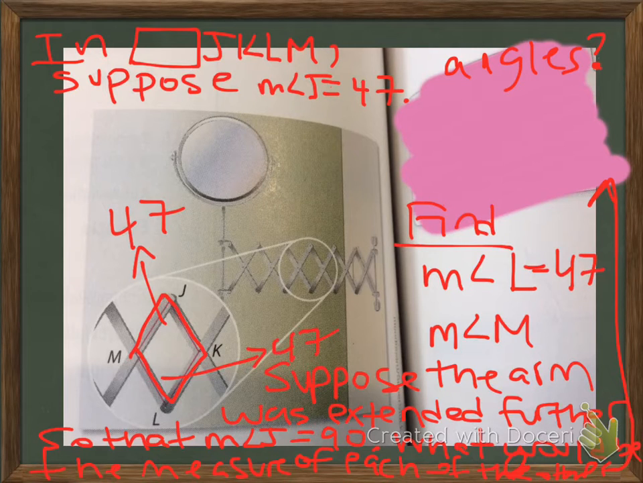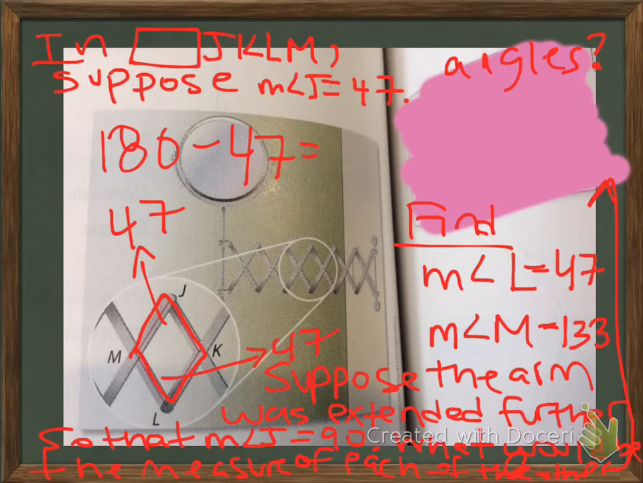And then another thing it tells us about the angles is that consecutive angles, which are next to each other, are supplementary. So for angle M, we need to take 180 and subtract 47 to get the measure of angle M, which is then 133.